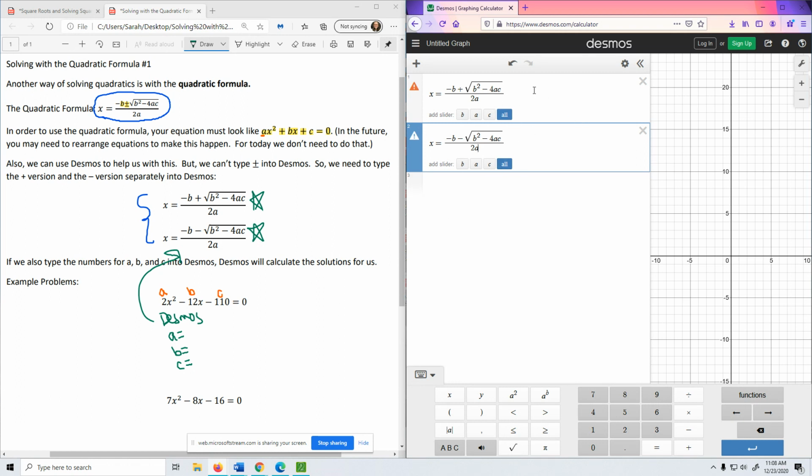Desmos can do this for us if we tell it what a, b, and c are. So the next thing we're going to do is, on each their own line, type in our numbers for a, b, and c.